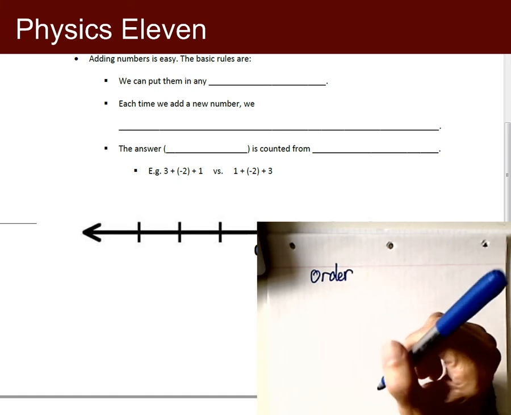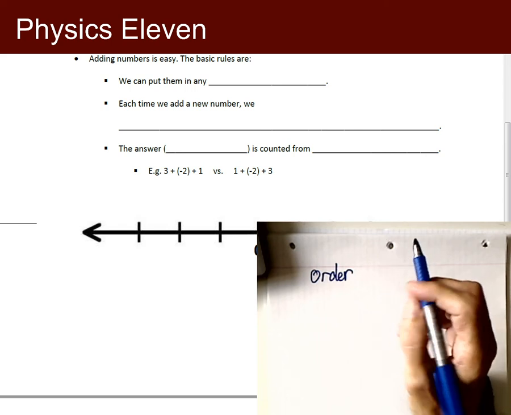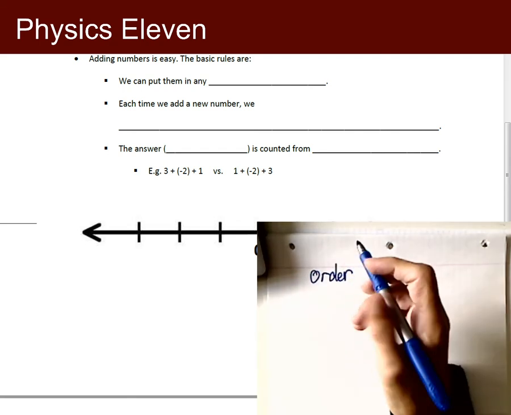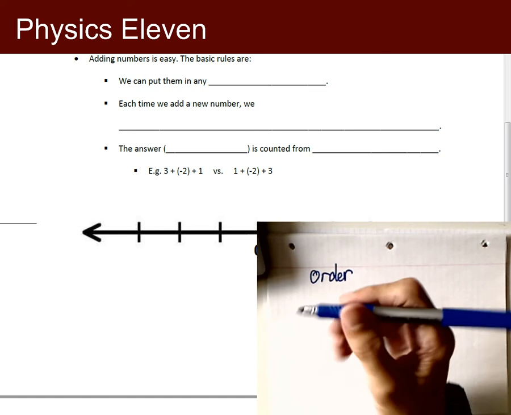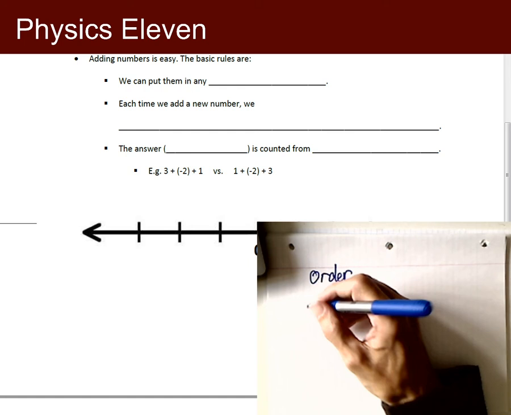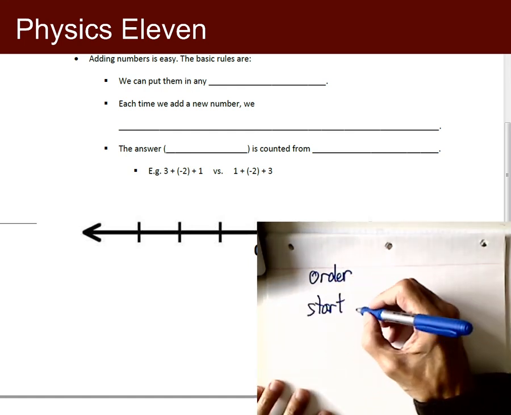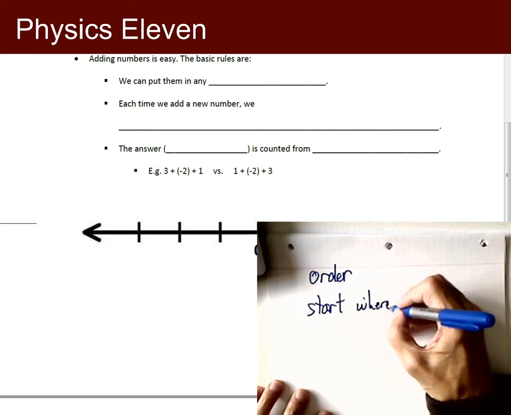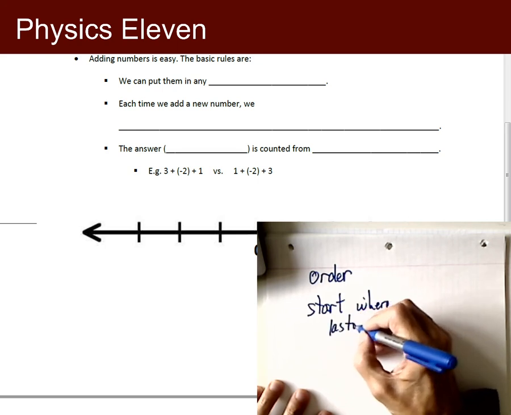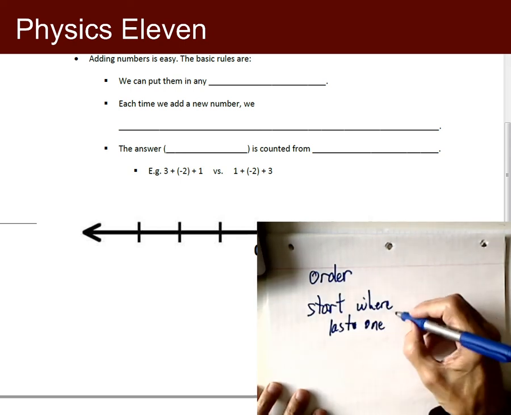Now, each time we add a new number, if you're making a chain and you're keeping track, each time you add a number you start where the last one left off. Where the last one left us.